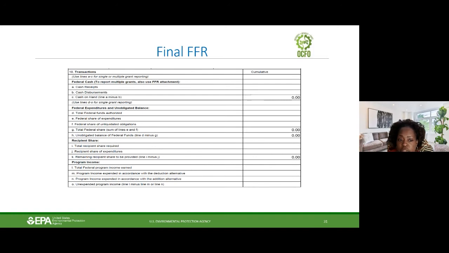Peter, you want to take that question? Well, 10D is going to be the total amount of funds that you have been awarded for the life of the entire grant. So if you got a $1.6 million grant, then you want to put 1.6 million on 10D.